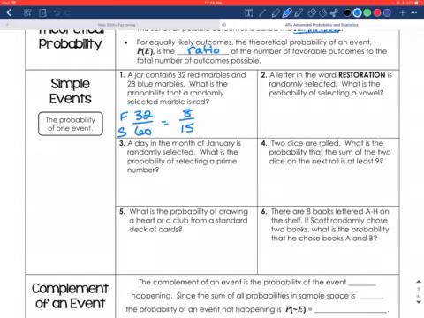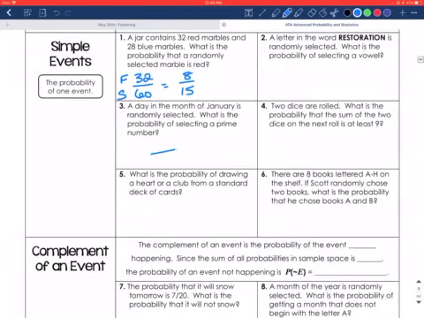Sometimes people use probability as percentages, so that's perfectly fine if you want to divide 8 by 15 and get that percentage. I'm not going to worry about it. As long as you give me a simplified fraction, I'm perfectly fine with that. But don't leave it as 32 over 60. Definitely don't do that.